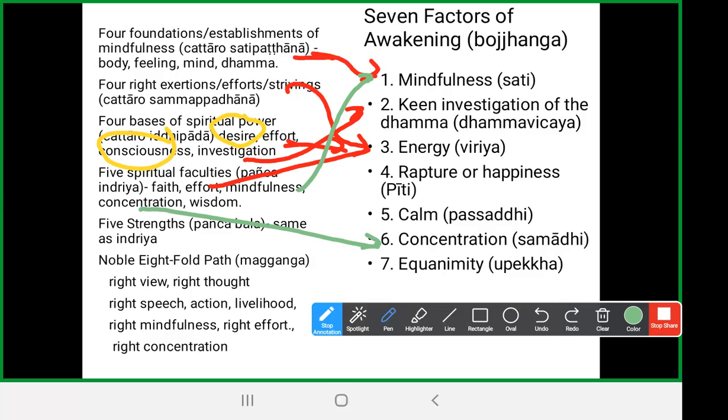Number 2, investigation. Yeah, Dhamma wisdom is the Vijaya. Panya. So remember, wisdom is always panya. Okay. And then the Noble Eightfold Path. All right. Right view, right thought. Where does it go?